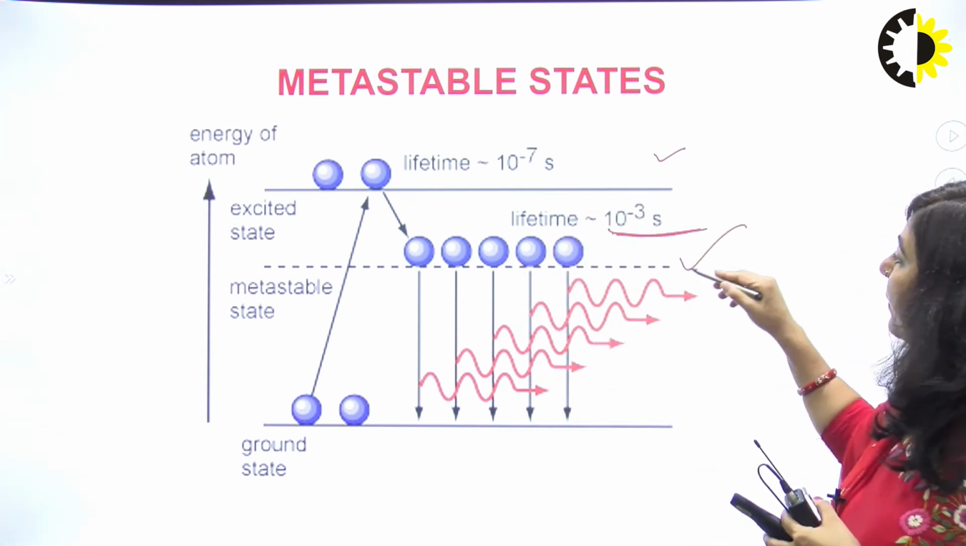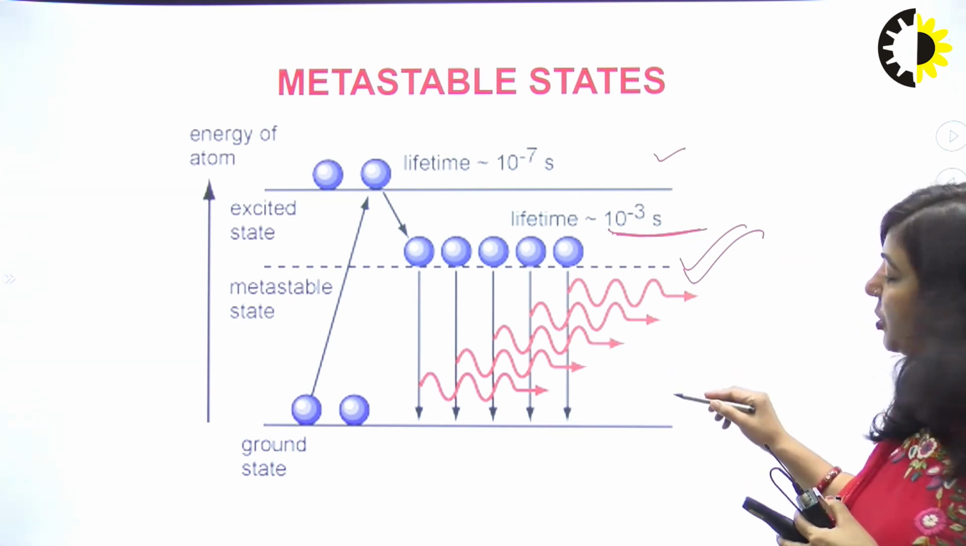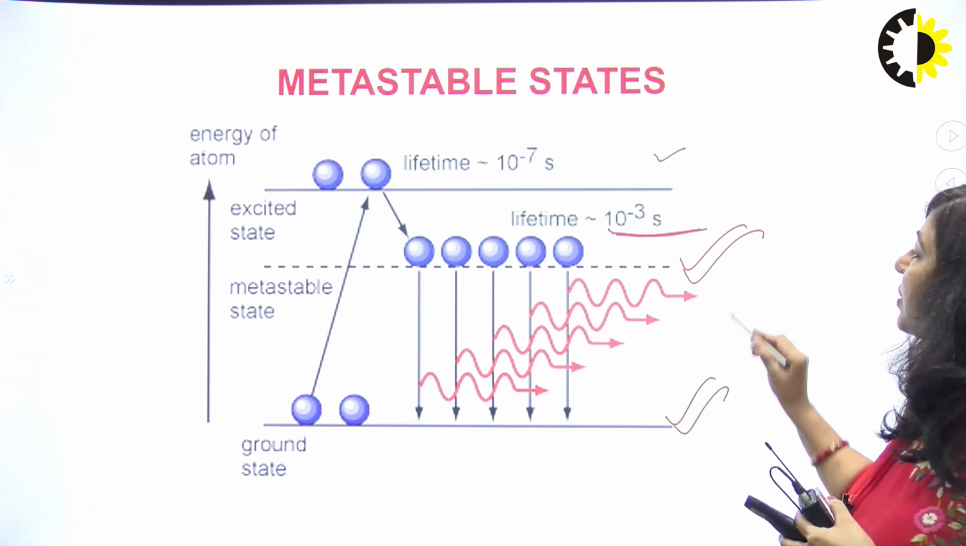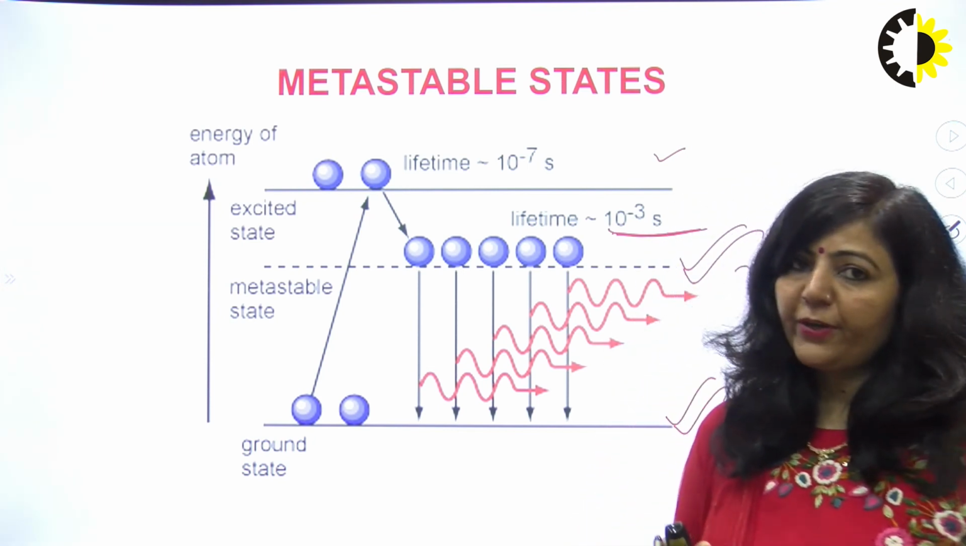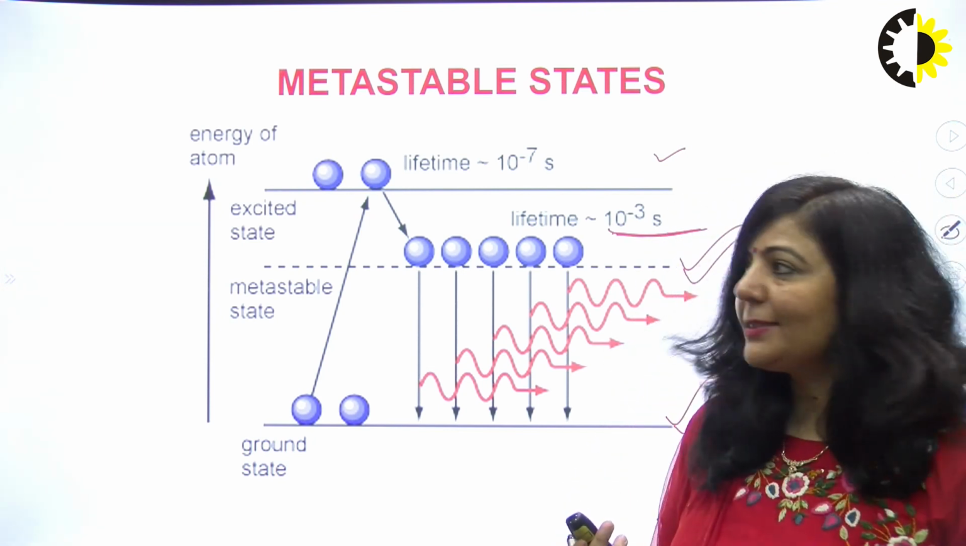So now you have greater population in metastable state as compared to ground state. So these two are now participating in light amplification. So these are metastable states.